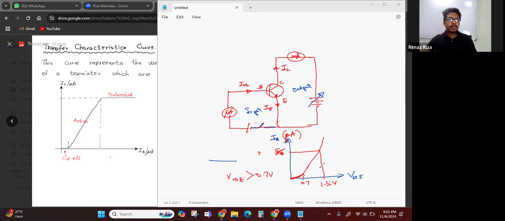Once it becomes active, you can again increase VBE, and by increasing the voltage further you can increase the IB current. Then the IC current also gradually increases, right? I'll explain this again.